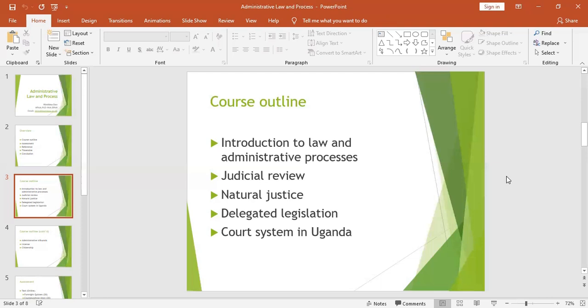We shall also look at the court system in Uganda as another topic. In the court system, we shall pay attention to the structure, quorum, composition, and especially jurisdiction of the court system in Uganda, or the courts as they are arranged from the top to the bottom, in that order. For each court we shall look at its structure, its composition, how many judges must sit for it to make a binding ruling, and also the jurisdiction, the powers of each court.